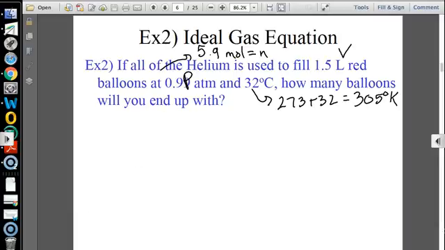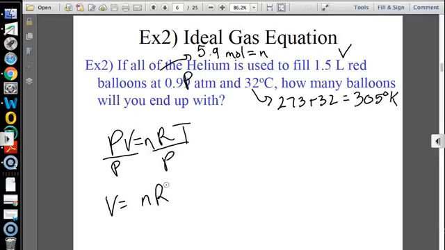If that's kind of tricky for you, that's okay. We're really just using PV equals nRT right now, and that's kind of fun. I'm going to write it, and then I'm going to rearrange it. I'm going to solve for volume, so I'm going to get my variable isolated by dividing both sides by P. How do you feel about that?